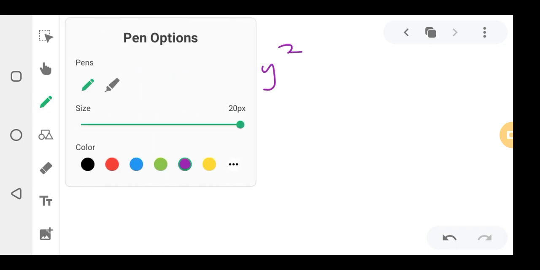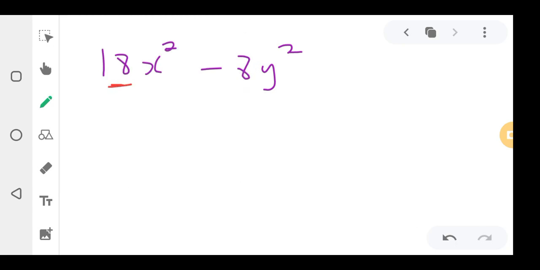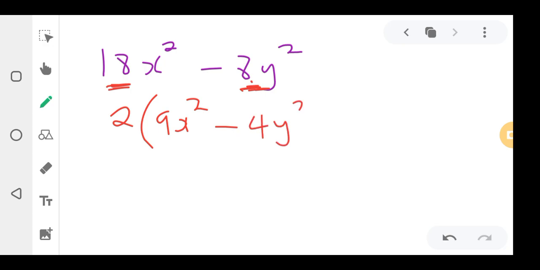So it doesn't matter how the question comes. They can bring for you 18x squared minus 8y squared. Whenever they bring this, where you find that the number here is different from the number here, you find the number that can go into 18 and 8. And what number is that? 2. So 2 into 18 is 9, 9 x squared minus 2 into 8, there it is 4, y squared.